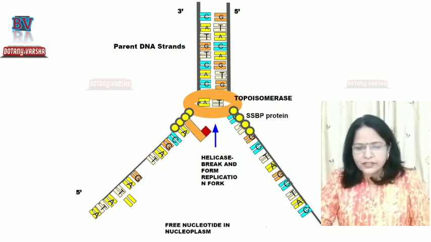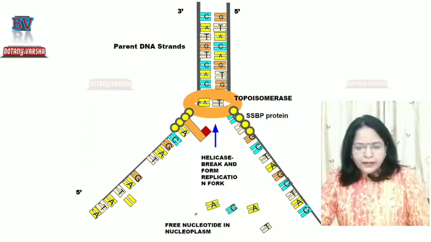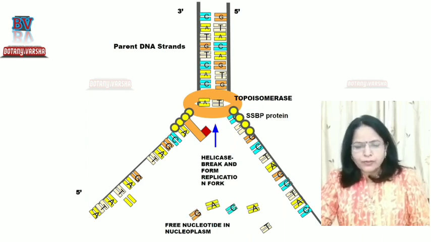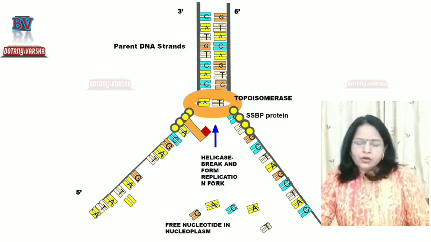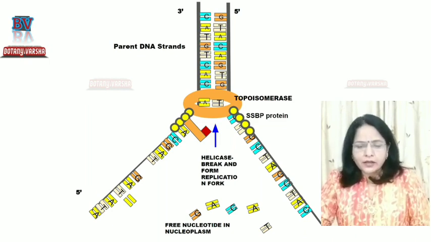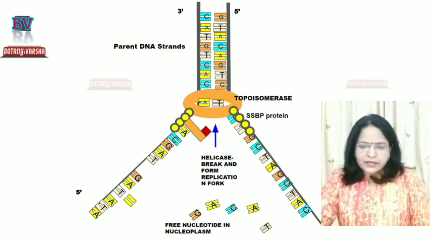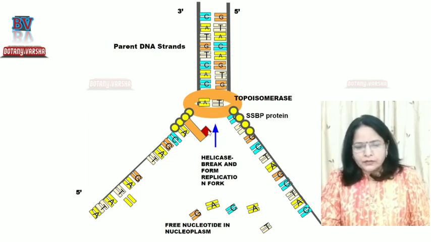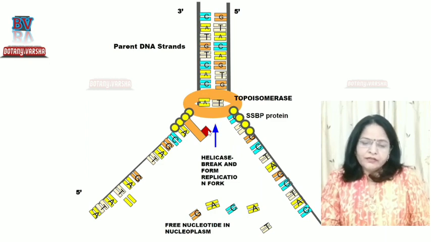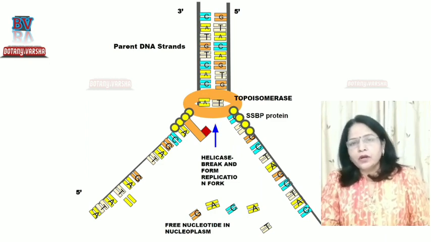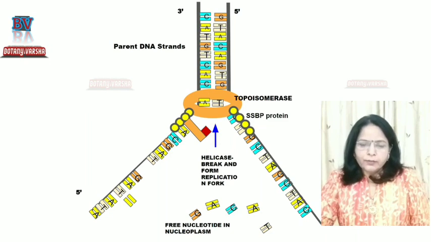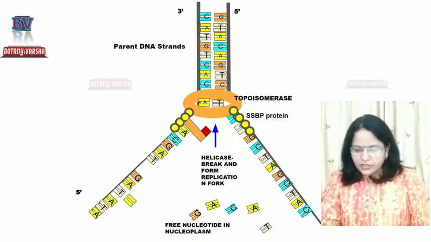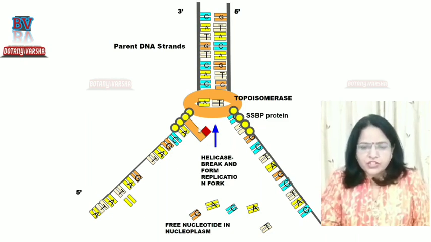These are single-stranded binding proteins, which are found in the form of a tetramer, and free nucleotides are found in the nucleoplasm. And now DNA replication starts with the addition of the primer. This is a primer, and this primer is attached. First the primer is required, which provides the 3 prime hydroxyl group to the DNA polymerase. Then the DNA polymerase attaches, and now base pairing starts.